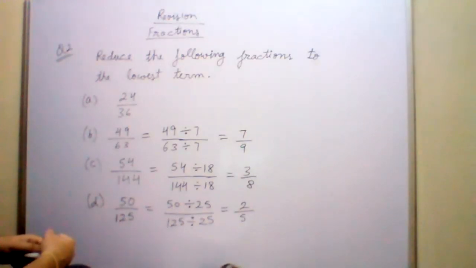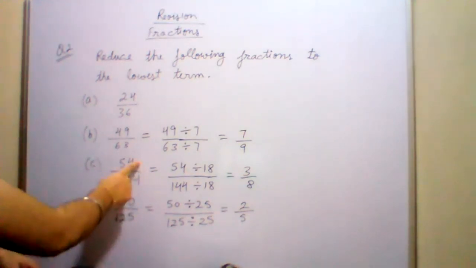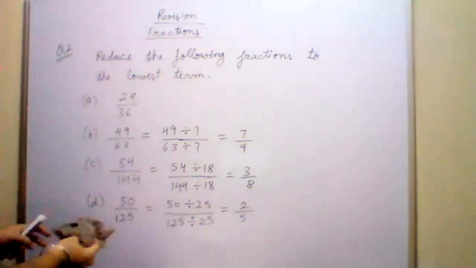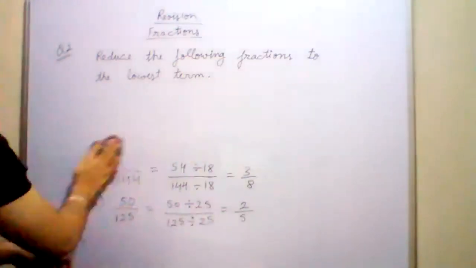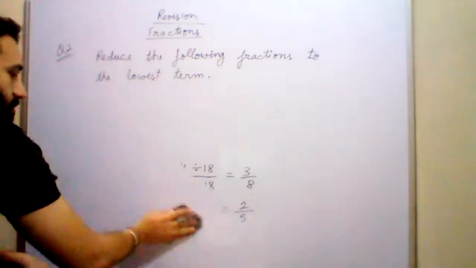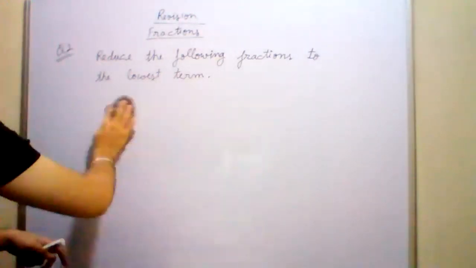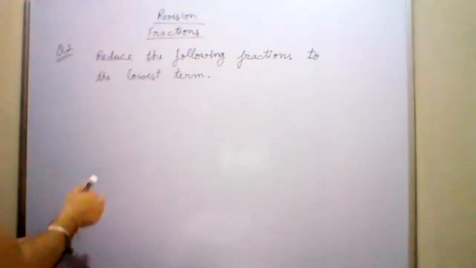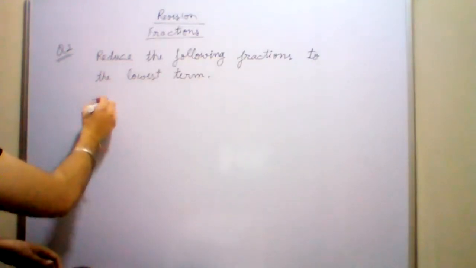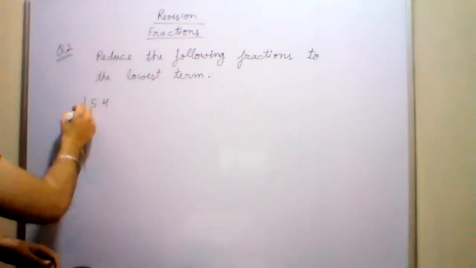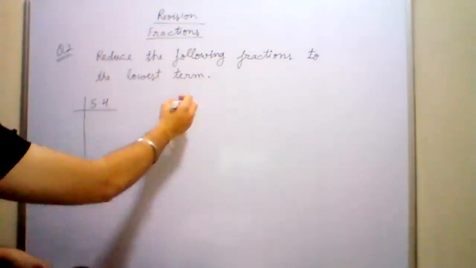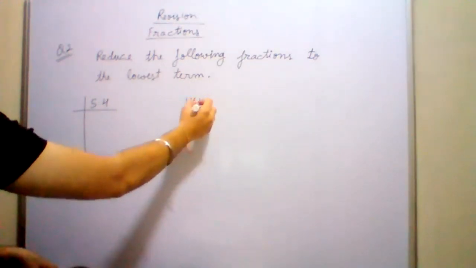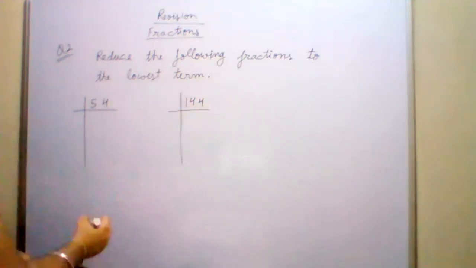Because I think some of you are having problem in finding the HCF. So I am finding the HCF of these two numbers, 54 and 144. Just a quick revision of how to find the HCF. I can easily do it also, but you are small kids, so you need to do it in the prime factorization manner. First you will find the prime factors of both the numbers.